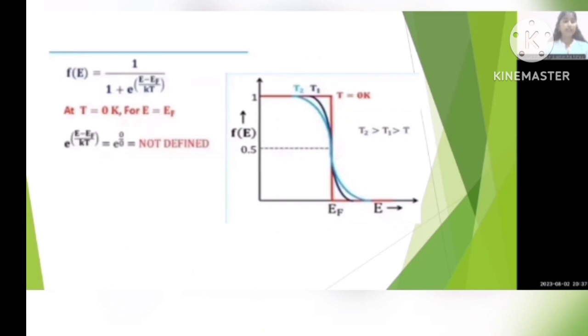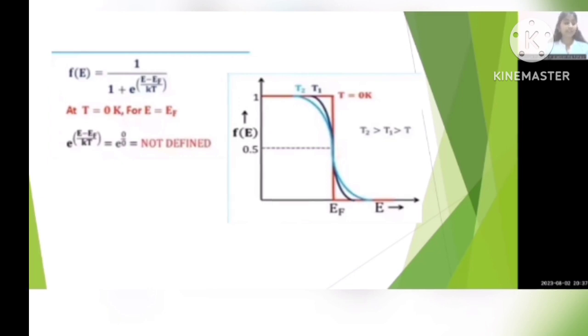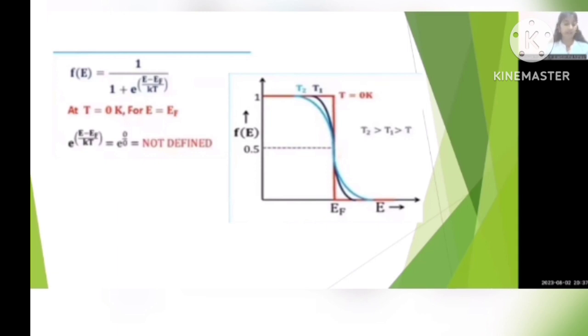Now let us calculate the probability of occupancy at temperature exactly equal to 0 Kelvin for E equal to Ef. Then we substitute the value for e^((E - Ef)/kT), which will be e to the power 0/0, which is not defined. Therefore, we cannot calculate the probability of occupancy of the Fermi level at 0 Kelvin. The probability of occupancy of the Fermi level when temperature is equal to 0 Kelvin will not have a definite value. So this is the significance of Fermi energy.